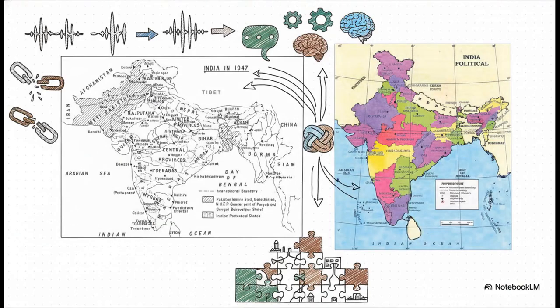In this image, it brilliantly illustrates the point. The creation of linguistic states was our first major test of federalism in practice. Many people at the time were afraid that creating states based on language would break the country apart, but our experience has shown that it has actually made the country more united. It's a fantastic example of federalism working well.